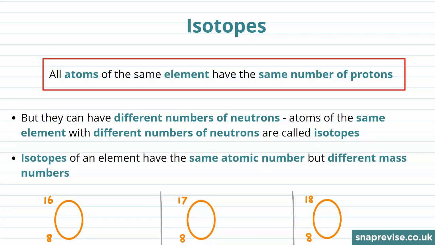So, what about neutrons? We've said so far that all atoms of the same element will have the same number of protons, and therefore that we can use the number of protons in order to identify what element an atom is. However, it is possible for atoms of the same element to have different numbers of neutrons. And we call atoms of the same element that have different numbers of neutrons isotopes.